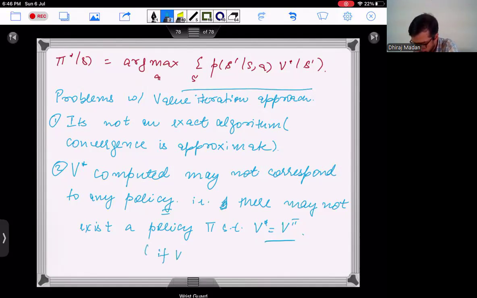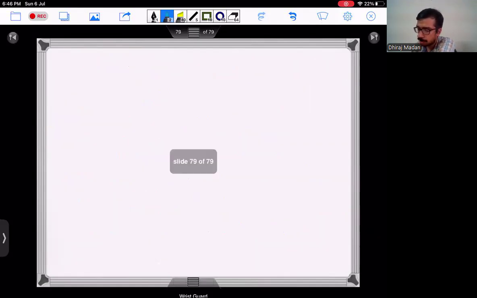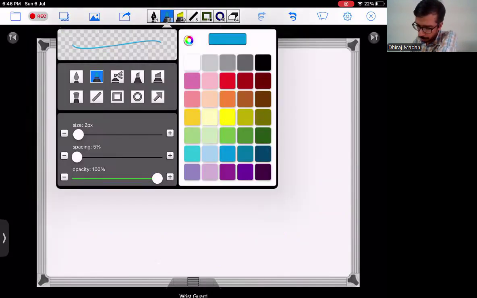If V star is approximate, an approximate solution to Bellman's equation for the optimal value function, then we may not be able to get a policy such that V star is the value function corresponding to that policy. So these are some of the problems we see. Okay, so now let's try to motivate the idea of policy iteration.